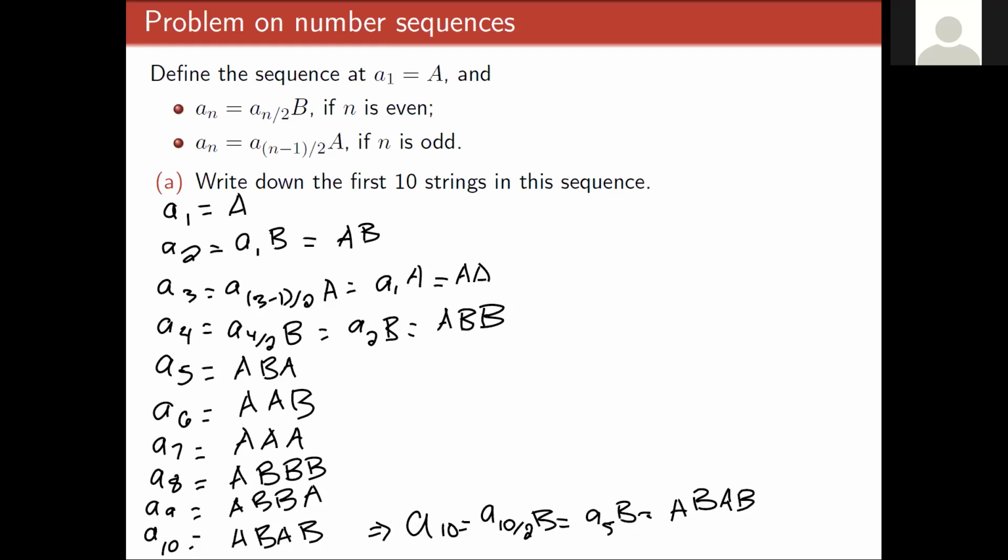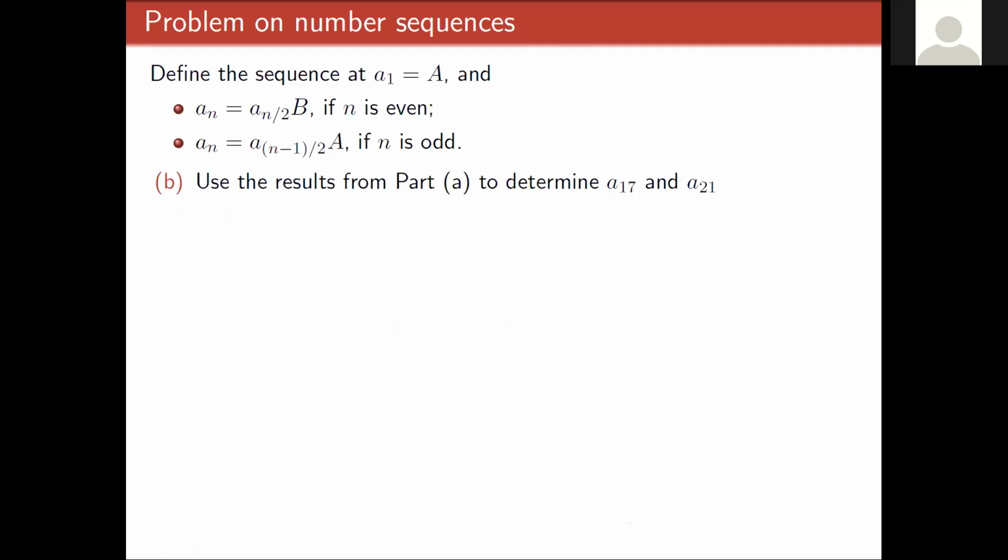Awesome. So let's go ahead to part B. Part B is a lot similar. Here we're just determining what A17 and A21 are. So basically the same kind of brute force technique, and we can go through that together. To find A17, 17 is odd, so we use the second formula. So we'll do A17 minus 1 divided by 2, A. So that'll be A16 divided by 2, so A8.